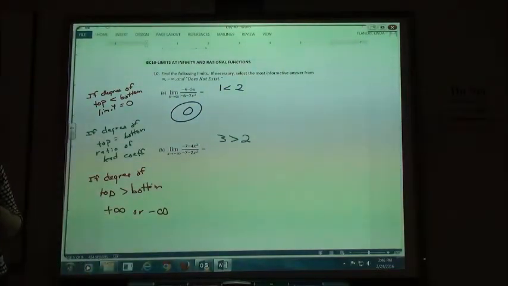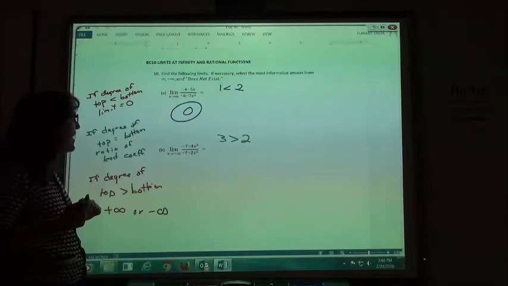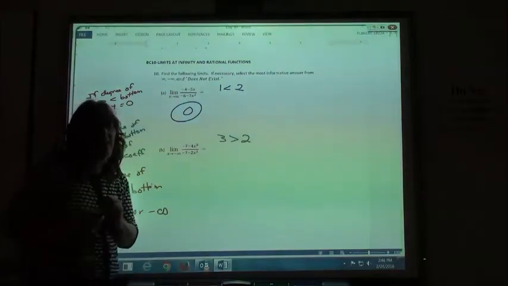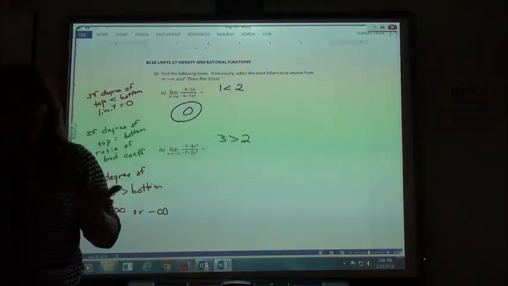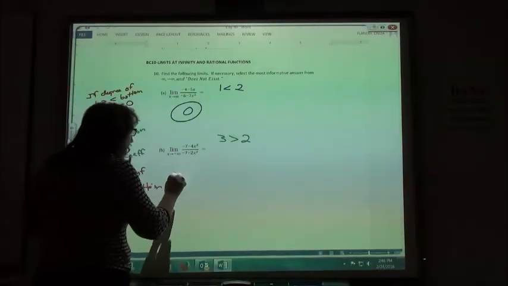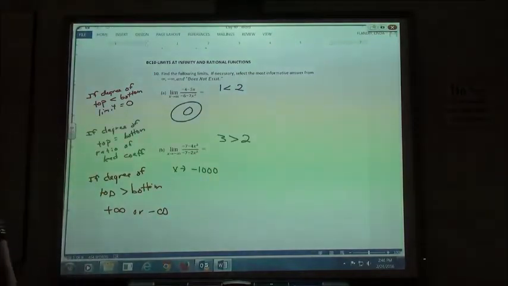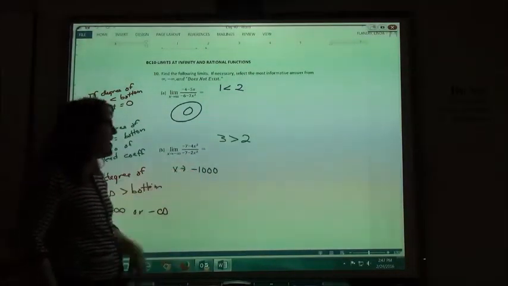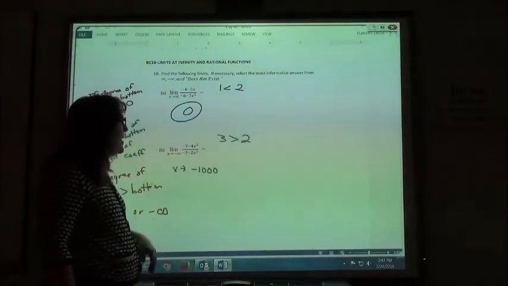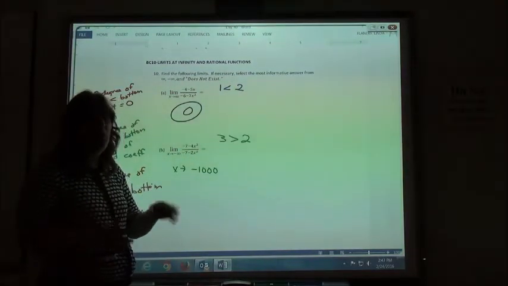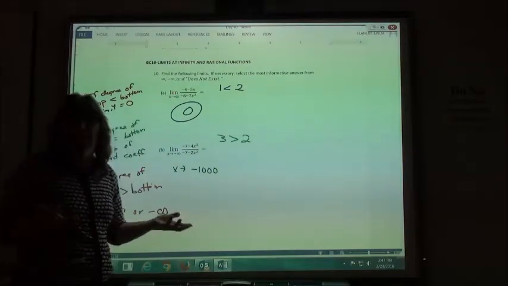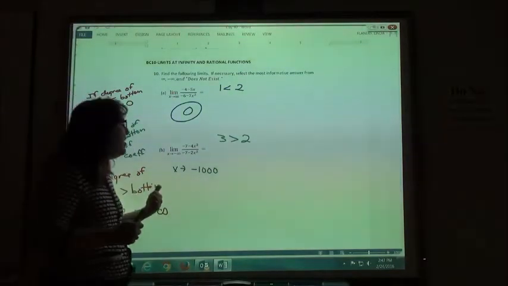So what I need to do is figure out the sign of my answer as I approach, in this case, negative infinity. Now, if I'm going to approach negative infinity, I want a big negative number. I'm just going to use negative 1,000. That's probably big enough. You probably don't want to use negative 1 or negative 2. It's kind of small, but we're going to use negative 1,000. I'm going to plug that in to see if I'm going to get a positive answer or a negative answer, which tells me if I'm going to go to positive infinity or negative infinity.